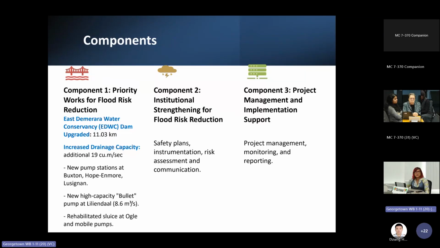So just in terms of the key outputs, 11 kilometers of the EDWC embankment were rehabilitated. I think this is out of a total of about 70 kilometers, those 3 legs of the embankment. And increased drainage capacity in the form of improvements to pumping capacity, like we saw with the bullet pump at Liliendal, but also rehabilitation of a sluice in one particular location. This is important because the follow-on project now concentrates on rehabilitation of a subset of Guyana's portfolio of sluices.